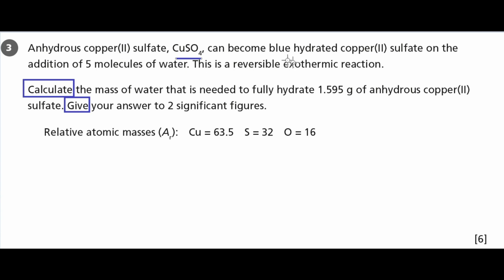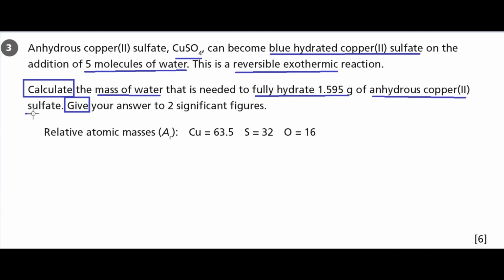And it can become blue, so that's important, nice colour there, hydrated copper 2 sulfate. We do that by the addition of 5 molecules of water, and this is a reversible exothermic reaction. We need to calculate the mass of the water to fully hydrate 1.595 grams of the anhydrous copper 2 sulfate. We need to give our answer to two significant figures, and we've been given the relative atomic masses for copper, sulfur and oxygen. So we're going to need to use those numbers.